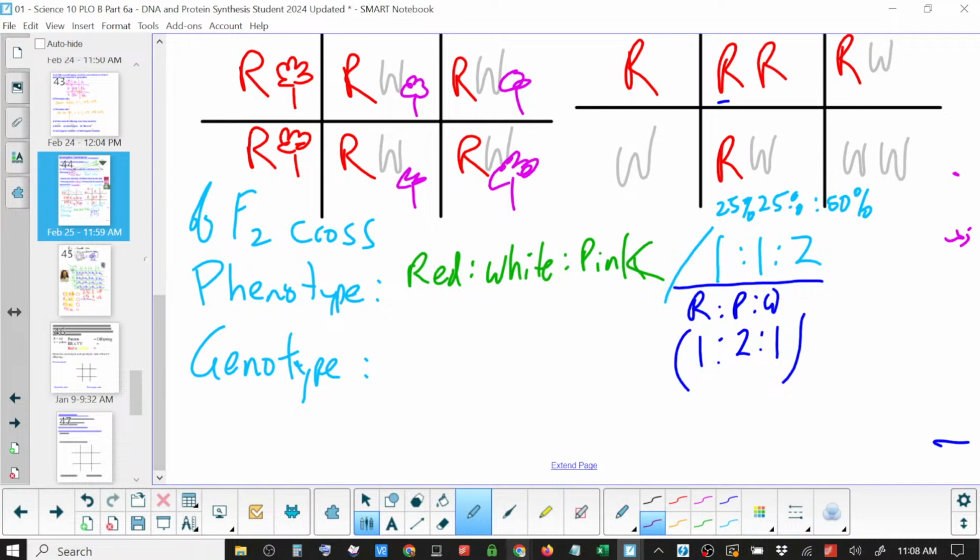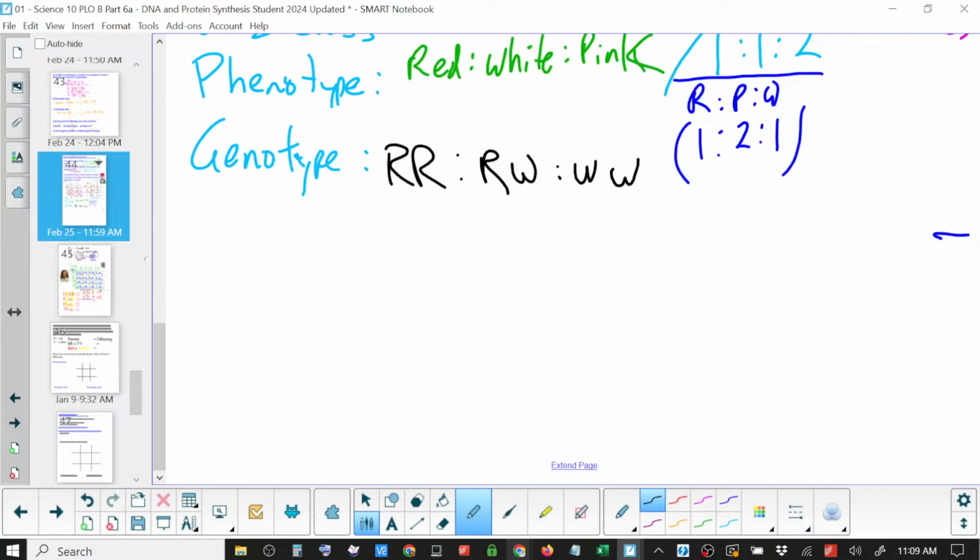The genotype ratio, please. Zoe. Give me uppercase, lowercase, because RR can mean a lot of things. Two uppercase R's. Uppercase R, uppercase W. And then two uppercase W. For this one, they are all uppercase, so I'm also checking that you know that. And what's your numbers for each one? 1 to 2 to 1.